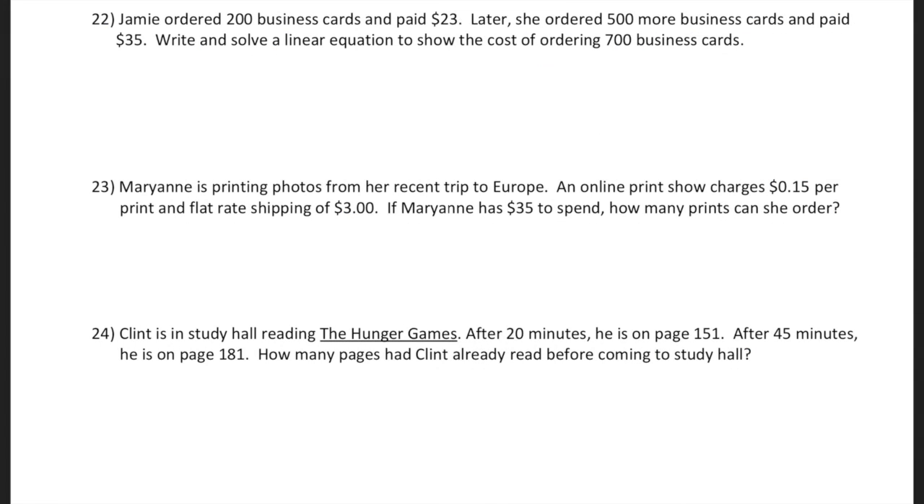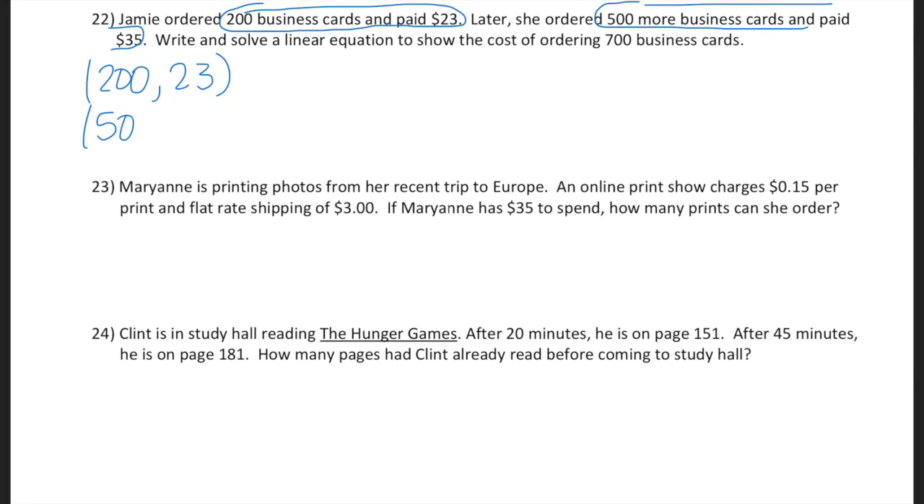Okay. All right, so for number 22, Jamie ordered 200 business cards and paid $23. Later, she ordered 500 more business cards and paid $35. Write and solve a linear equation to show the cost of ordering 700 business cards. So what we have to realize here is that we're being given 2 separate examples. And we can write those examples as points. 200 cards cost $23. 500 cards cost $35. With 2 points, we can find the slope, and then we can use the point slope formula.